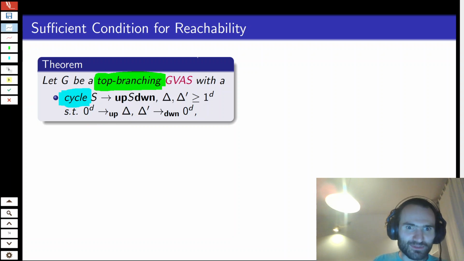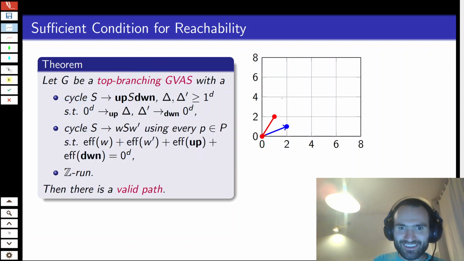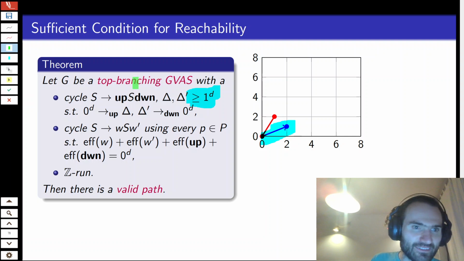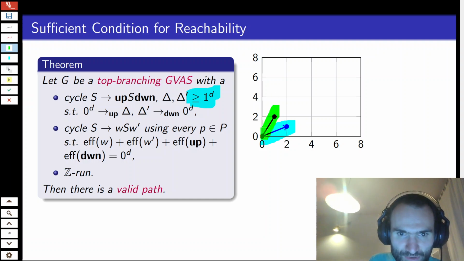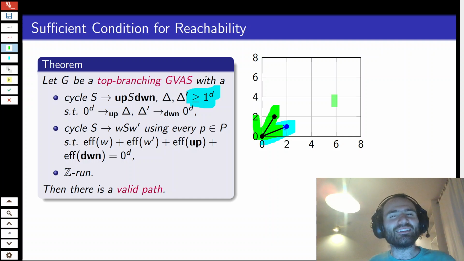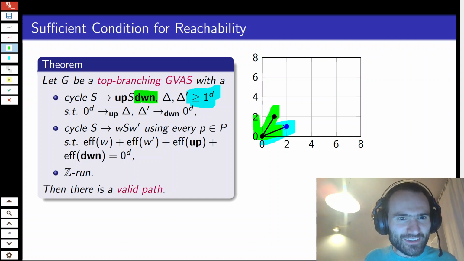I should have actually put the image earlier. Okay, so what happens is up moves you from 0 to something that is greater than 0 on every coordinate, and down goes from somewhere else to 0. And the point is down will be derived at the end and up is the start.